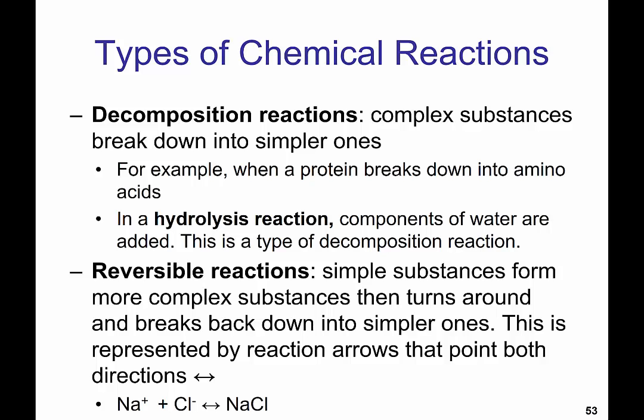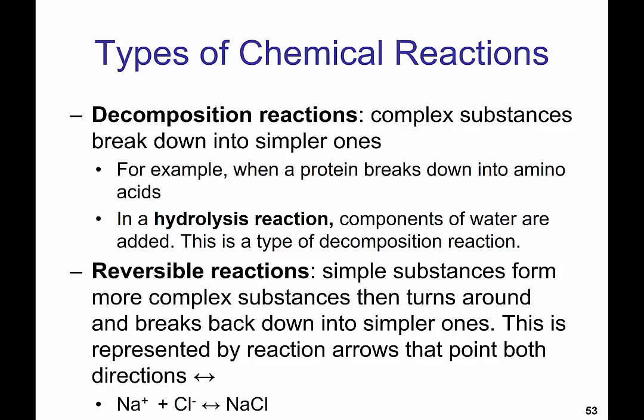Two other types of chemical reactions to keep in mind as we go along are decomposition reactions and reversible reactions. Decomposition reactions are just the opposite of synthesis reactions. Instead of building something as we are in a synthesis reaction, now we're taking it apart. So in a decomposition reaction, complex substances break down into simpler ones. For example, when a protein breaks down into amino acids, we'll see in a few slides how amino acids are the monomers of the polymer that is a protein. In a hydrolysis reaction, the components of water are added, and this is a type of decomposition reaction that we'll also see momentarily.